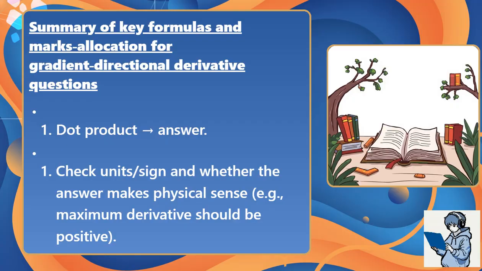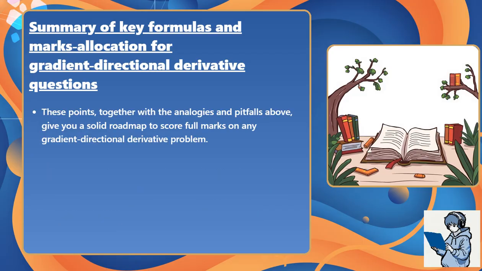Step 7: check the unit, sign, and whether the answer makes physical sense. For example, the maximum derivative should be positive. These points, together with the analogies and pitfalls above, give you a solid roadmap to score full marks on any gradient directional derivative problem.